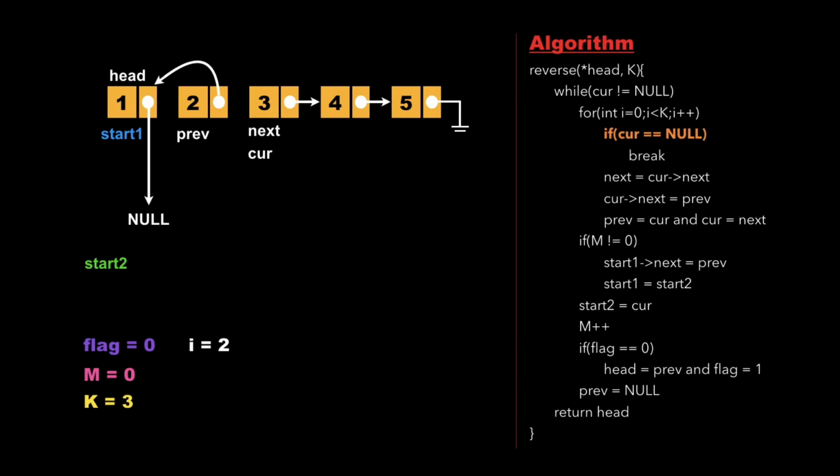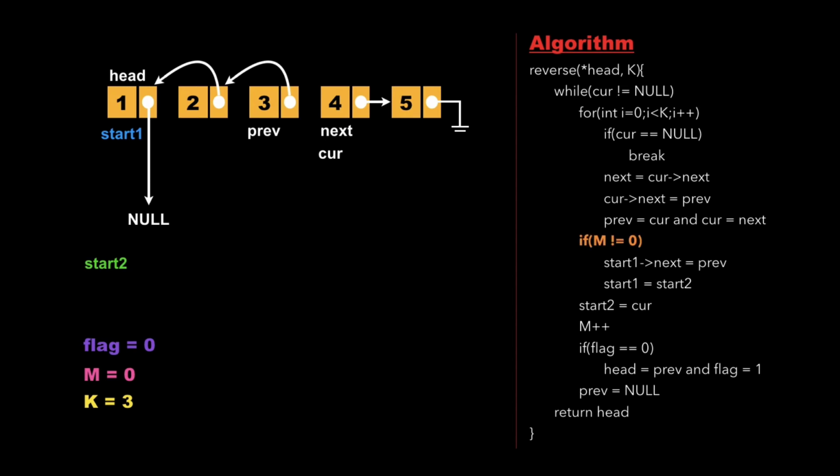So again we check whether current is equal to null, which is not. We update next as current's next, and we point current's next to previous and update the value of previous as current and current as next. So the value of i is 3 now, which is not less than the value of k.